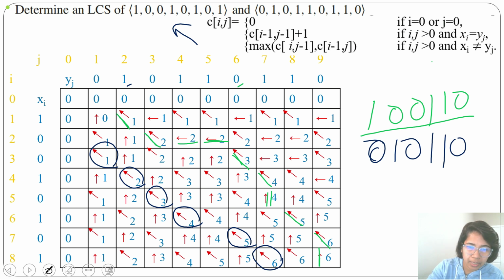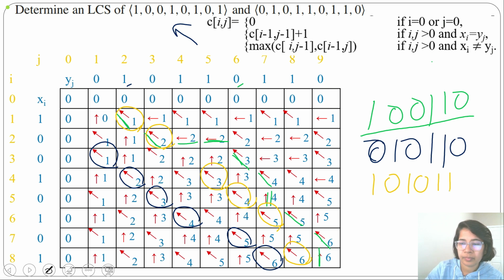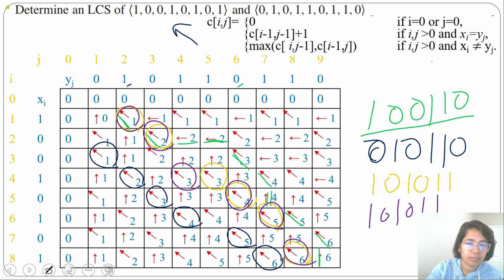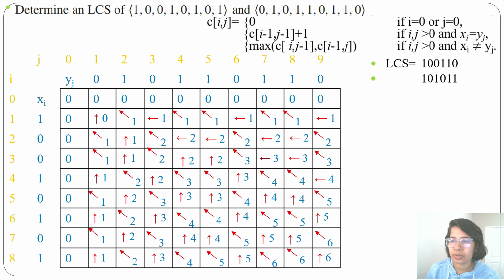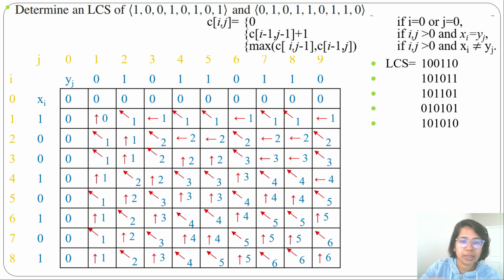Length is 6. And just mark, this should not be in same row or same column. All are in different row and different column. Now here, 1, 2, then 3, then 4, 5, 6. So 1, then 0, then 1, 0, then 1, 1. 1, 0, 1, 0, 1, 1. You can also do like this, 1, 0, then 1, then 0, 1, 1. So like this, you can find there are multiple LCS possible. Some of the LCS are 1, 0, 0, 1, 1, 0, 1, 0, 1, 0, 1, 1, 1, 0, 1, 1, 0, 1, then 0, 1, 0, 1, 0, 1, 1, 0, 1, 0, 1, 0. You can trace all the LCS on this table.